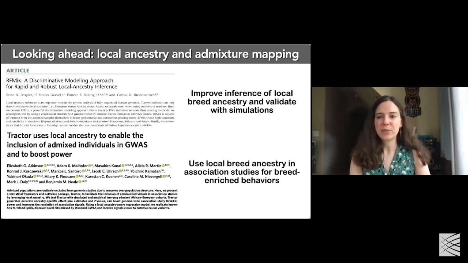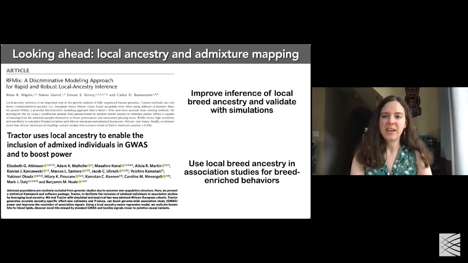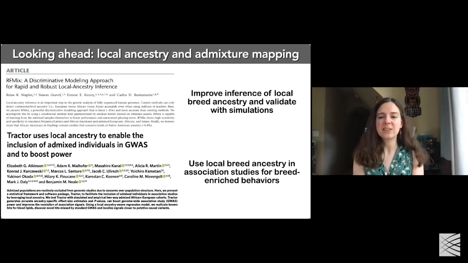The next, from the Neale Lab and Dr. Atkinson, comes Tractor, a software package that considers local ancestry in association studies. And we might be able to use this to consider, say, border collie ancestry segments in associations for biddability.